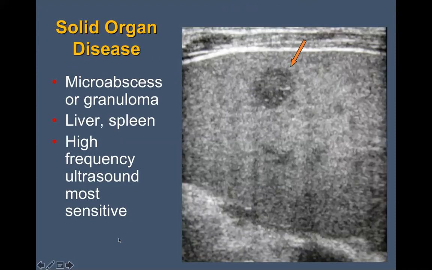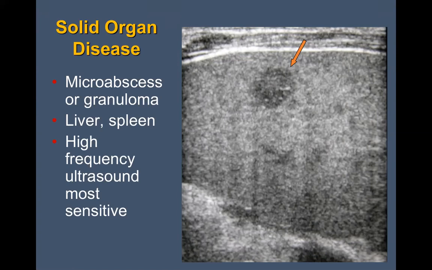Solid organ disease, you can actually see with ultrasound, and so this is one of the areas where ultrasound may be a useful tool. Often in the liver and spleen, the lesions are quite small. They can be either micro abscesses or small granulomas that tend to show up as very small hypoechoic lesions, as you can see here. There's one here, but there are multiple small areas here giving you sort of a salt and pepper type of appearance. You're only going to see this if you really use a high frequency ultrasound transducer, which isn't always what's used on a general screening abdominal ultrasound in children.